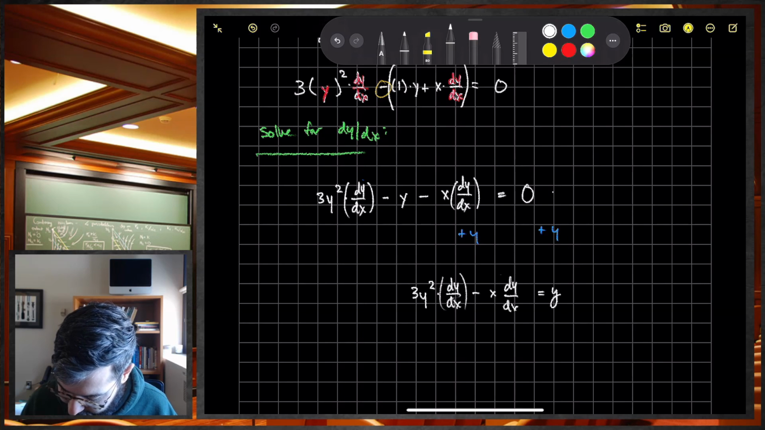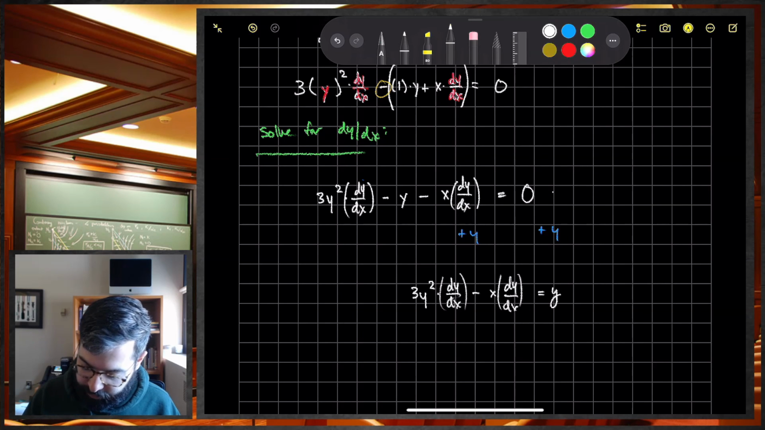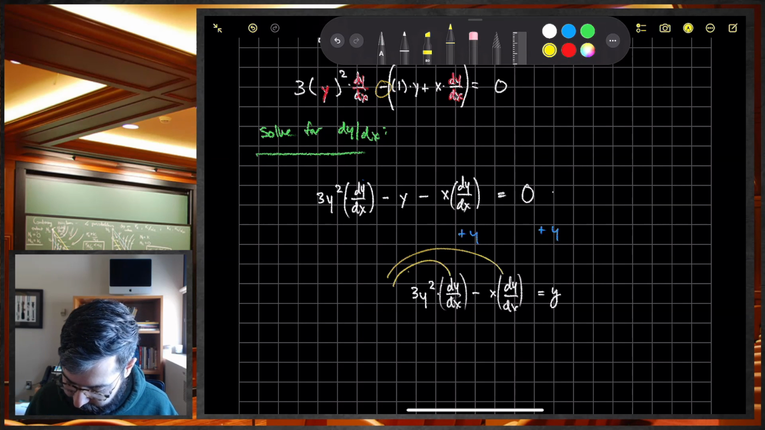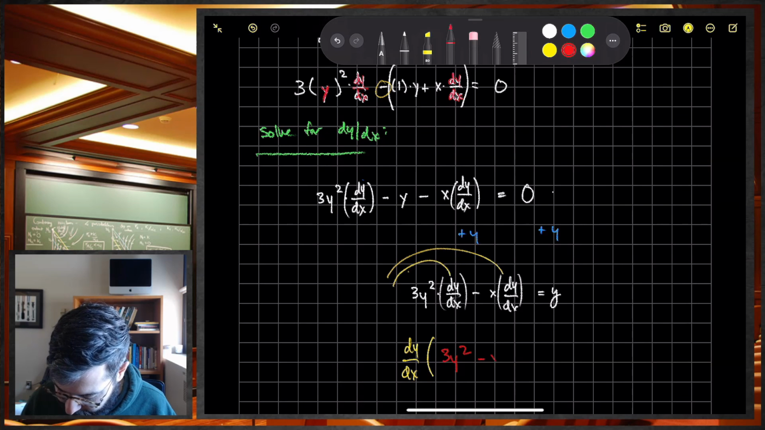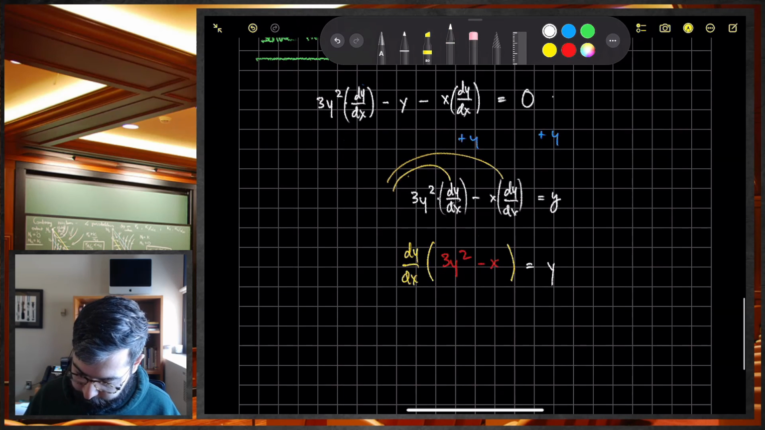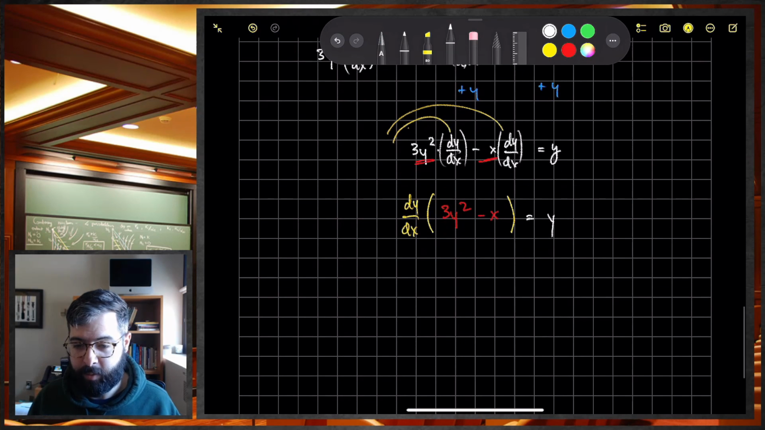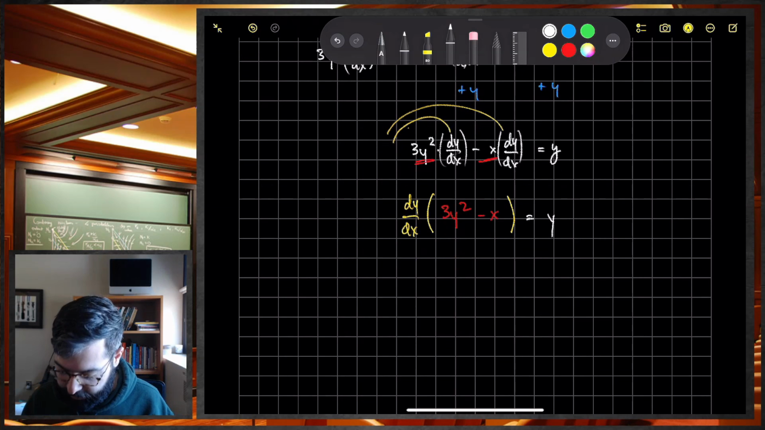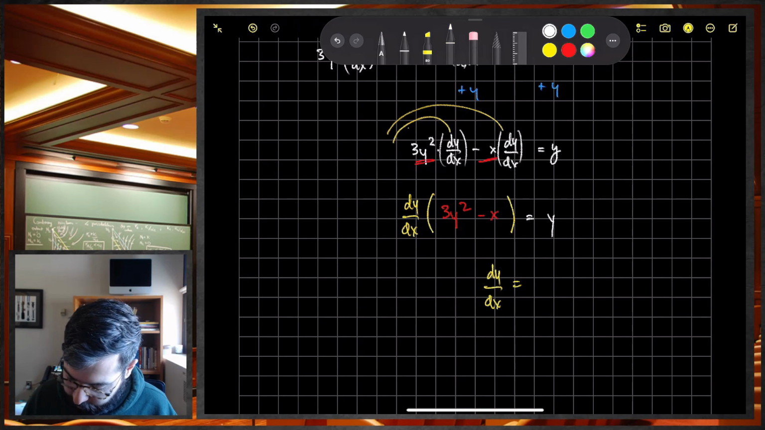Remember, we're solving for this. So what we'd like to do is actually factor this out of this expression. We'll get dy dx times what's left, which is 3y squared minus x. Right? And then divide both sides by this 3y squared minus x to solve for dy dx. This must be equal to y over 3y squared minus x.